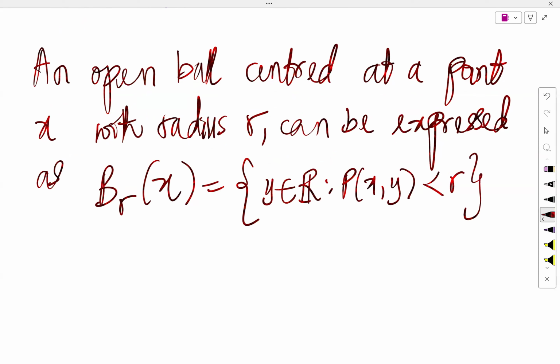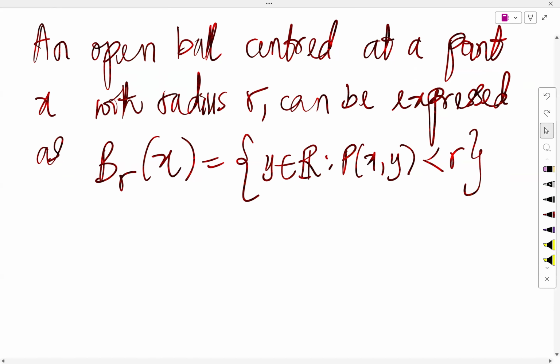So it's an open ball if it is less than R. But if it was less than or equal to R, that would be a closed ball, meaning that R is included. But open ball means it is less than R, so the distance is always less than R. That's what makes it an open ball.